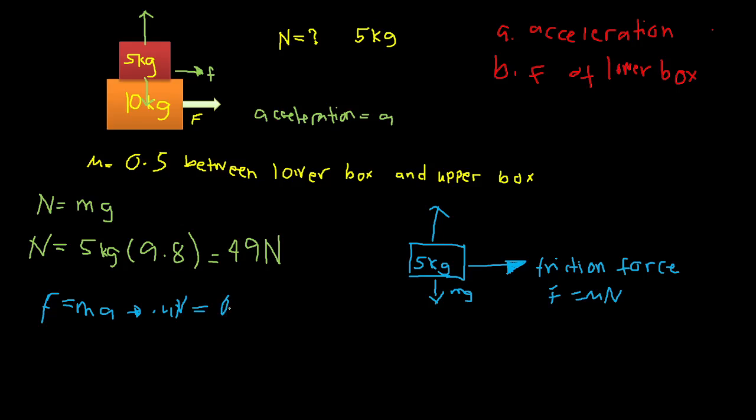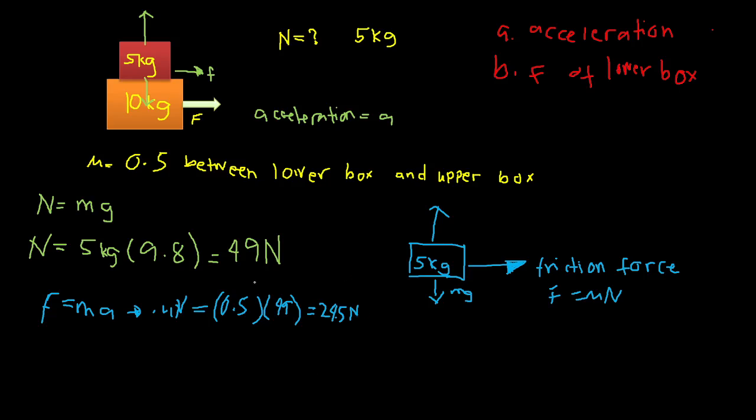So, 0.5 times 49, ilan? 24.5. Okay, 24.5. So, yung friction natin ay 24.5 Newton.